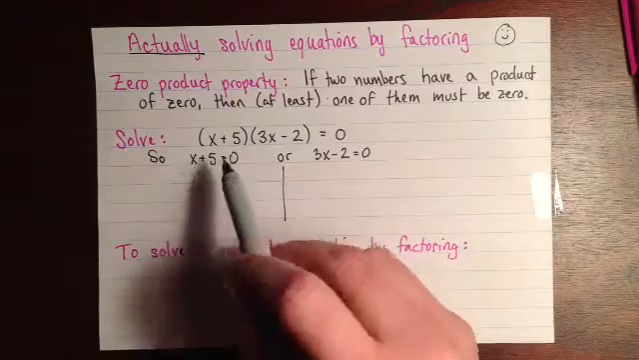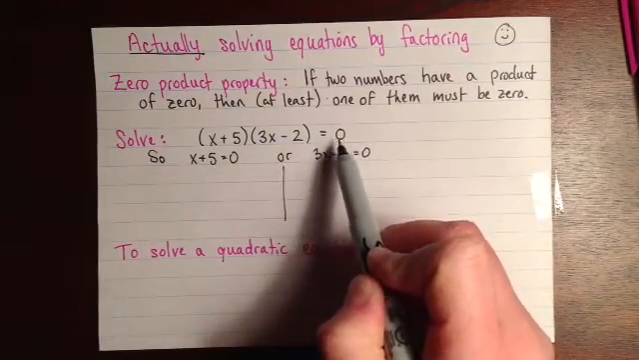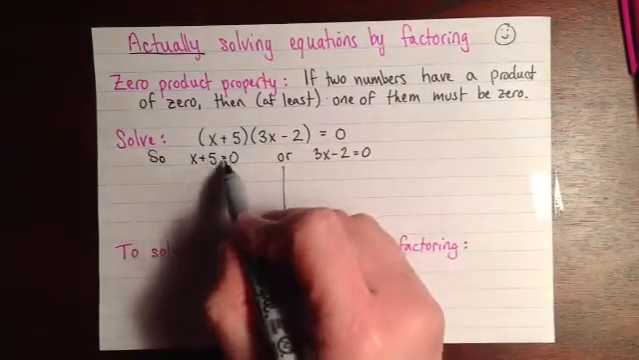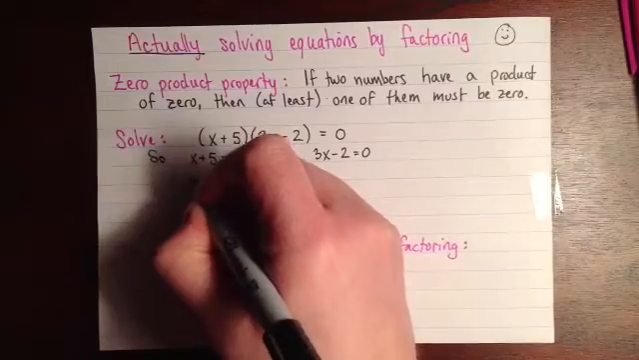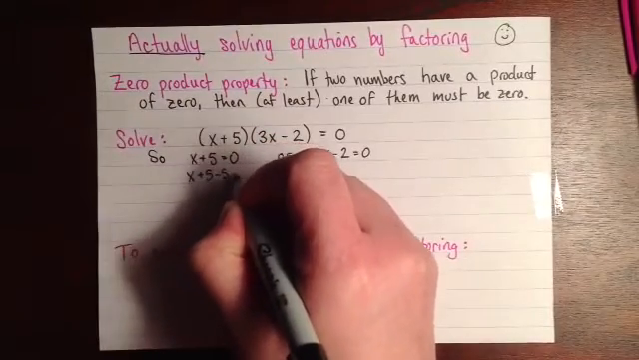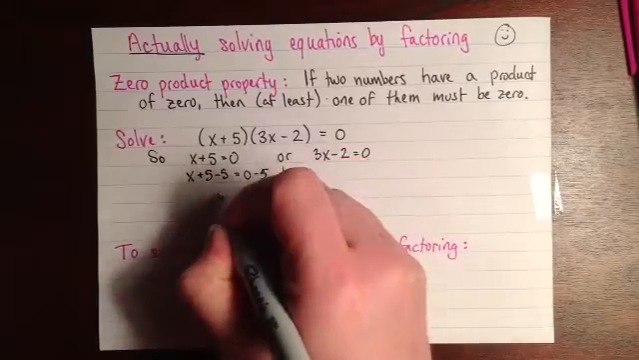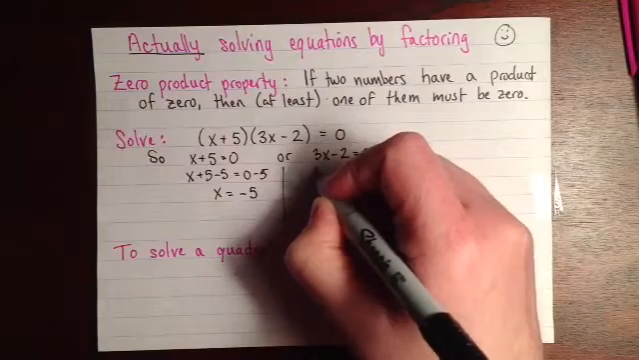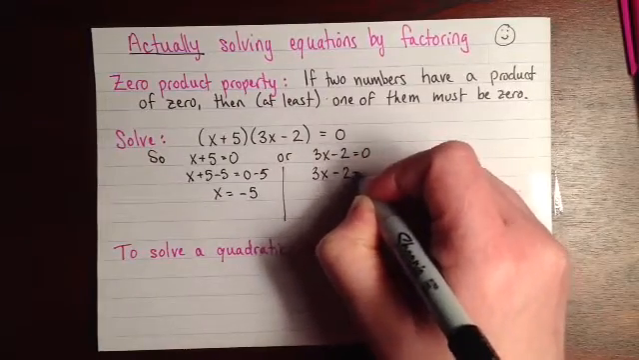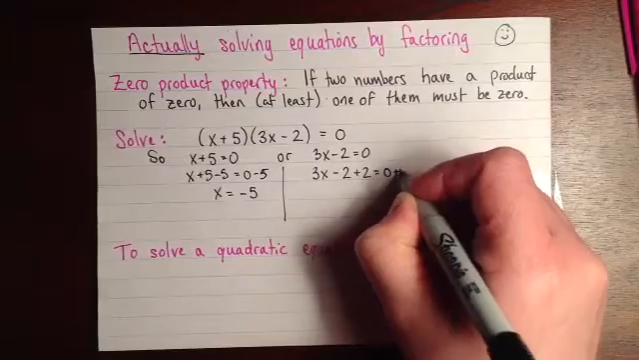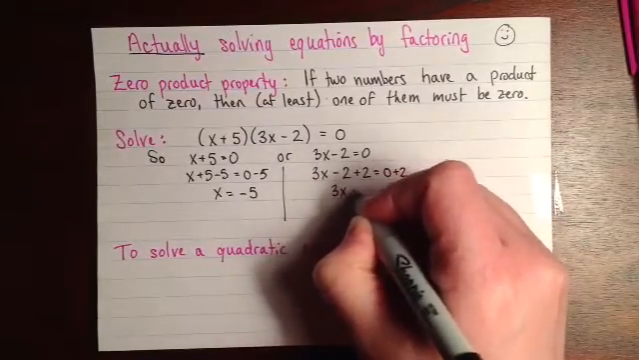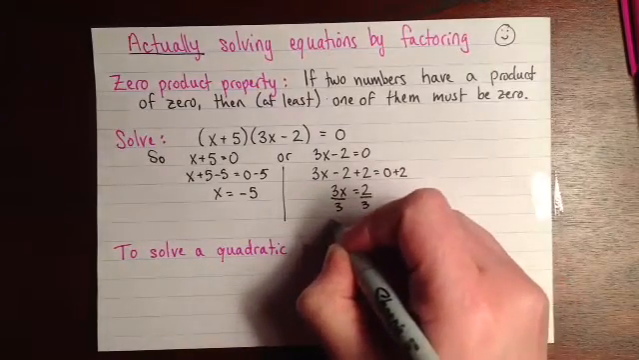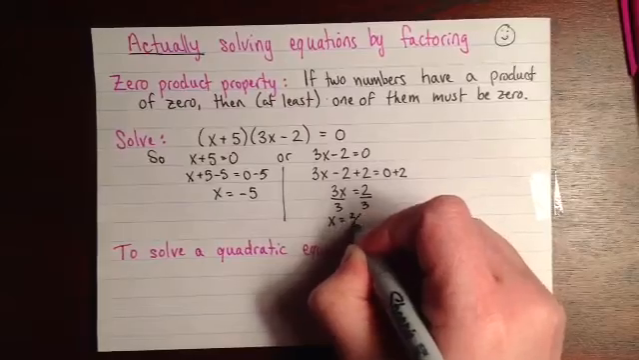Once you've got them factored, it has to be equal to 0, otherwise nothing works. But if it's factored and equal to 0, then either one of the factors has to be 0. So now we just have two little linear equations. So we'll solve them. Subtract 5 from both sides here. Then we have x equals negative 5. And in this case, I'll add 2 to both sides. And I have 3x equals 2, and I'll divide by 3. And we have x equals 2/3.